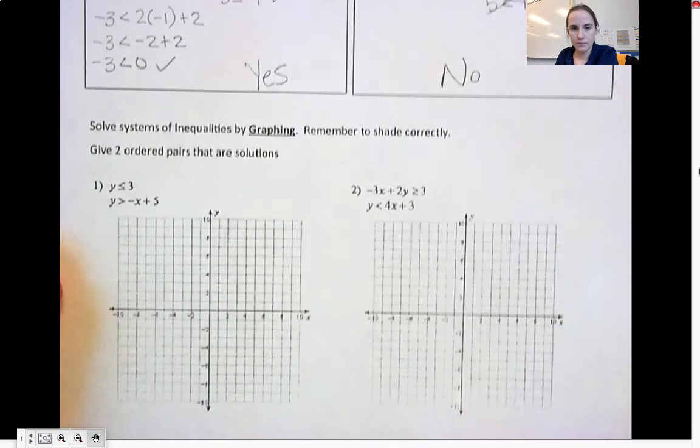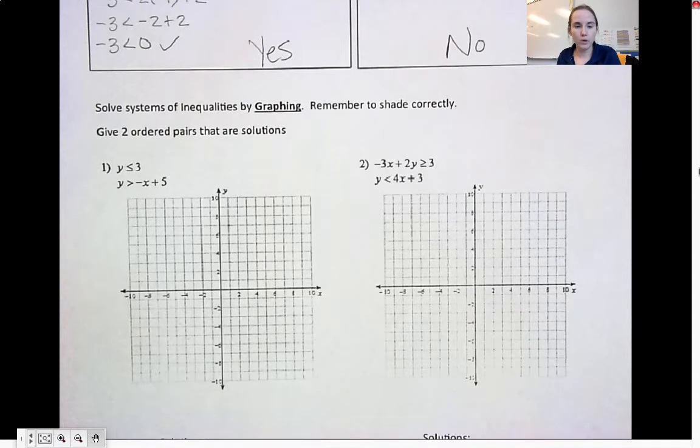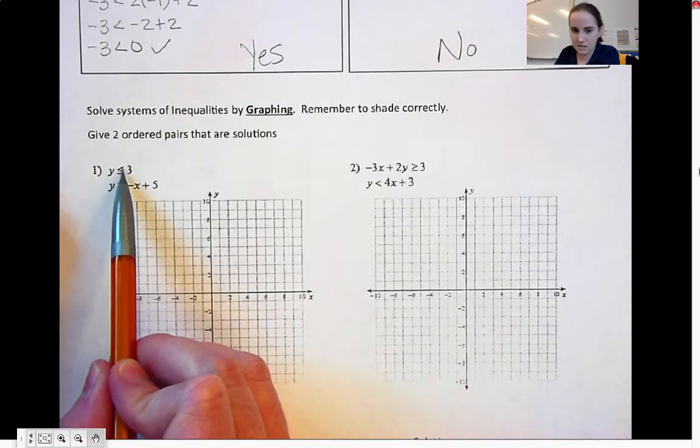All right. So you need to remember when you're graphing inequalities how to actually graph and make sure you shade and you use the correct line. Is it solid or are you dashing the line? So you need to be really careful and make sure that you do all of that. All right, the first one. The first one says y is less than or equal to 3.